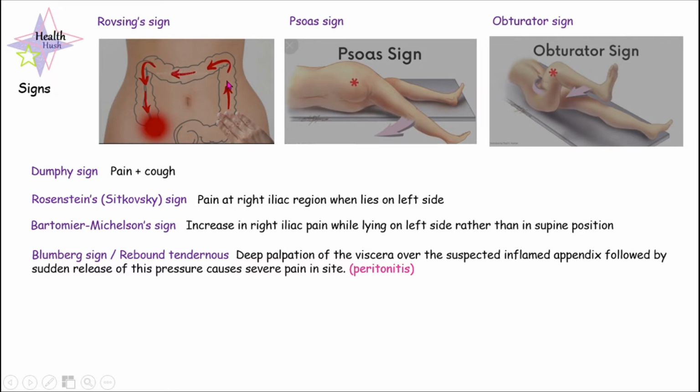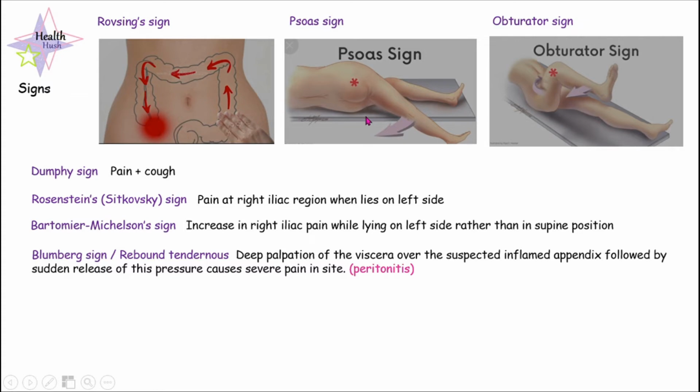contents which are located in this lumen to backflow and accumulate near the ileocecal valve, where the appendix is located. Once these contents go back and irritate the appendix, this will cause pain in this region for the patient if they have acute appendicitis.